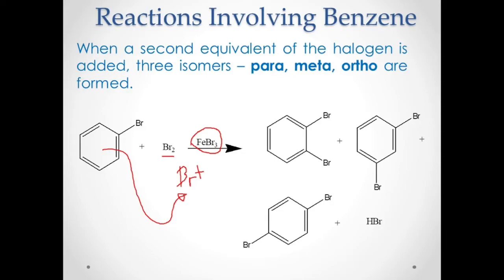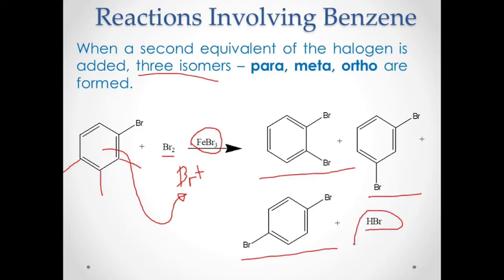However, you will have several products, which are actually 3 isomers, because your Br can attach here, your Br can also attach there, and your Br can also attach there. So that you will have an ortho dibromobenzene, you have your meta dibromobenzene product, and you have also para dibromobenzene product. Okay? Then don't forget your HBr.